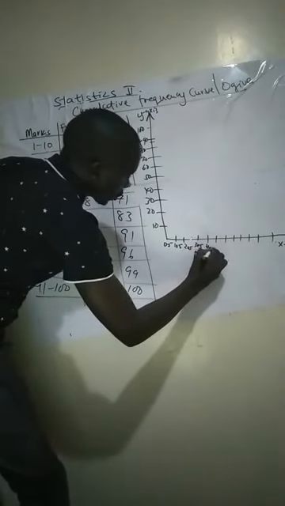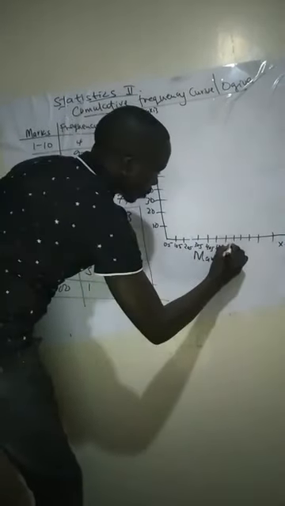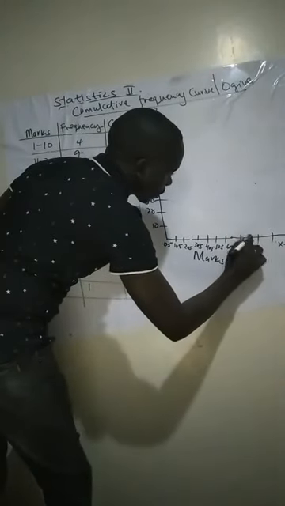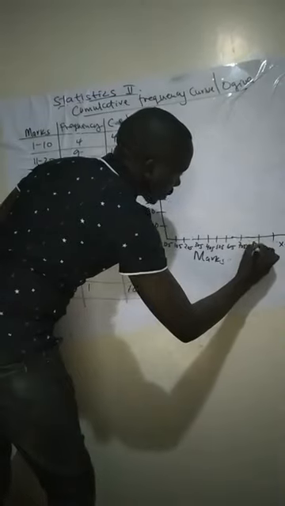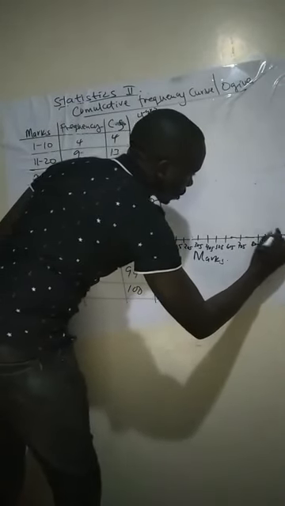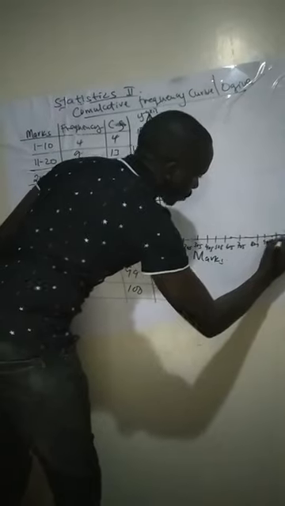30.5, 40.5, 50.5, 60.5, 70.5, 80.5, 90.5, and lastly 100.5.